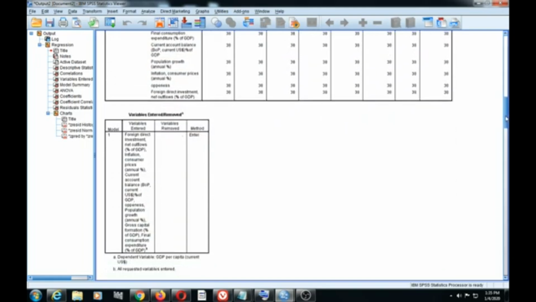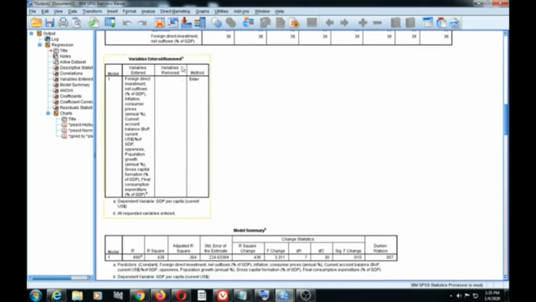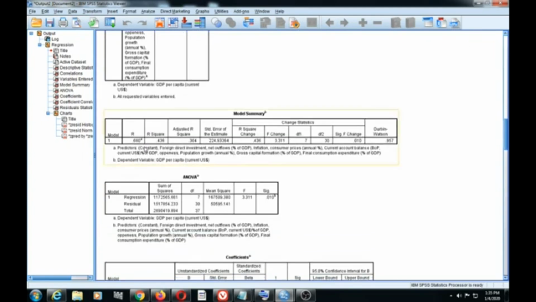After correlation, we have variables entered and removed in the equation. All variables were entered in the equation, but no variable was removed. So we have a summary of our model. Our model has an R of 66%, but the R square is just 43%, and the adjusted R square is 30%.